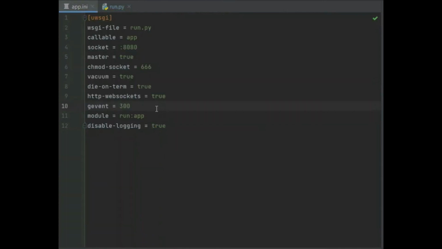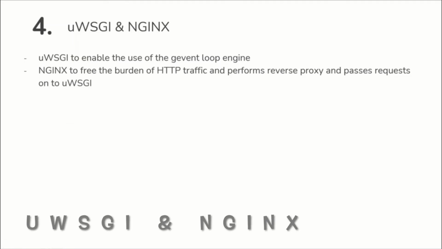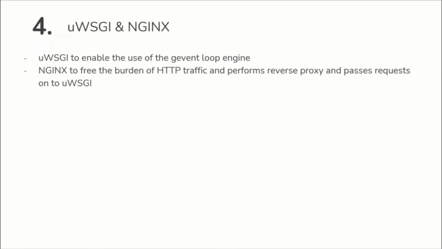We opted to use uWSGI to enable the use of the Gevent loop engine. We use uWSGI to specify how many Gevent async calls we want to spawn, and we also disabled logging in uWSGI to increase throughput. Lastly, Nginx is used to free the burden of HTTP traffic and performs reverse proxy and passes requests on to uWSGI.